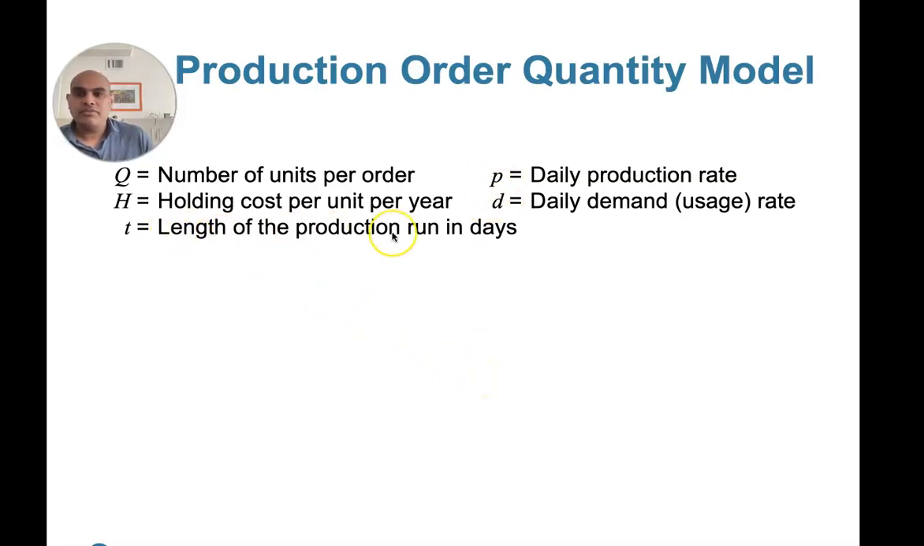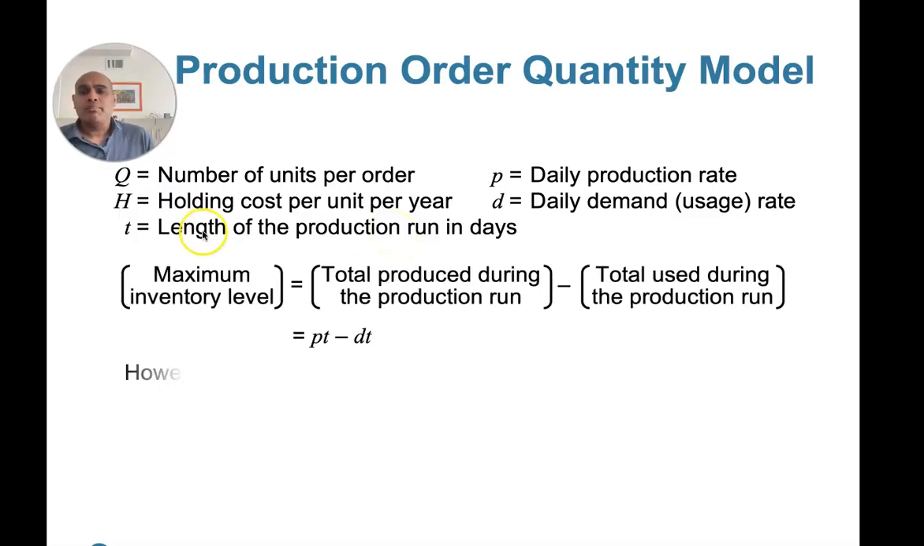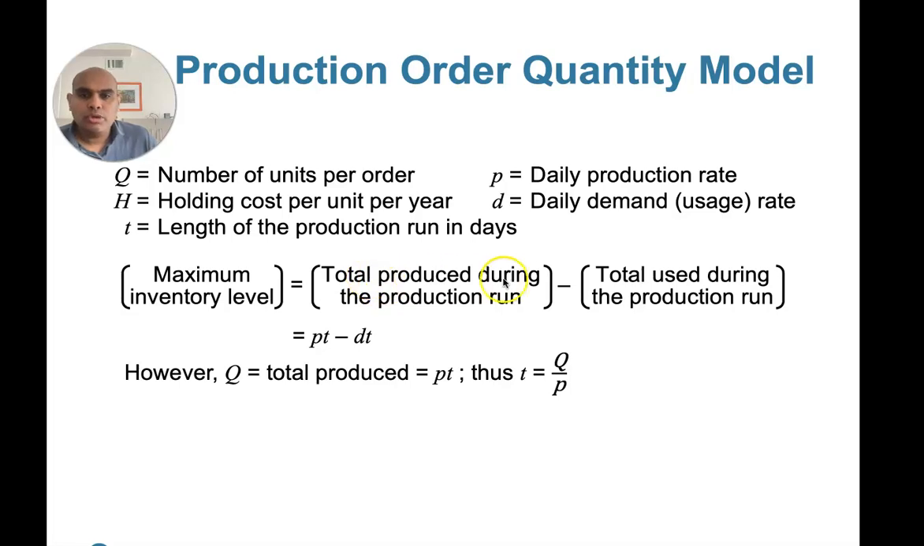So t is the length of the production run. So that's how long you're producing. And so the maximum inventory level is the total produced during the production run minus the total used during the production run. So you produce P times t units. So P is the number of units you produce per day times t in days minus D times t. So this is the maximum inventory that is reached, right?